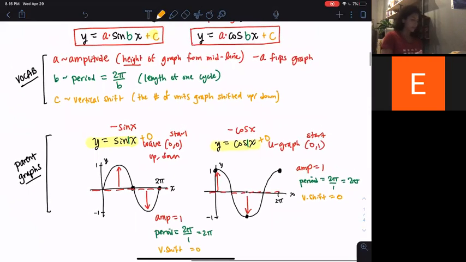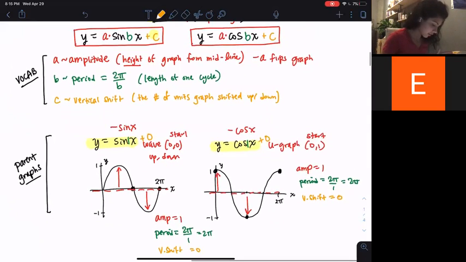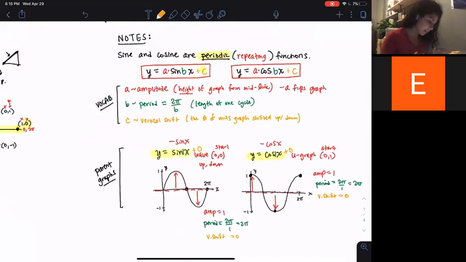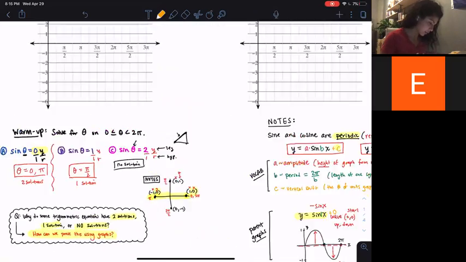So that's our vocabulary. These are our basic graphs, our parent graphs. Now let's see what happens when we actually play around with those numbers.